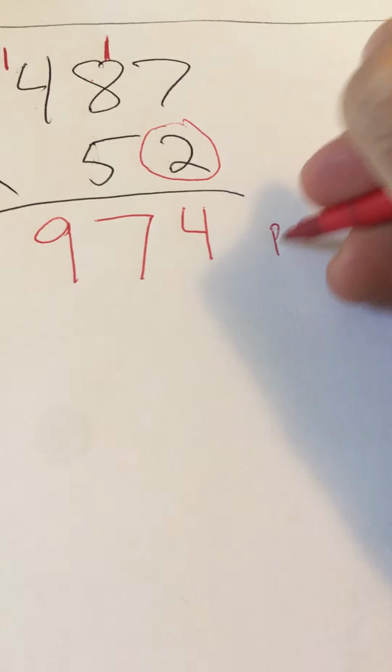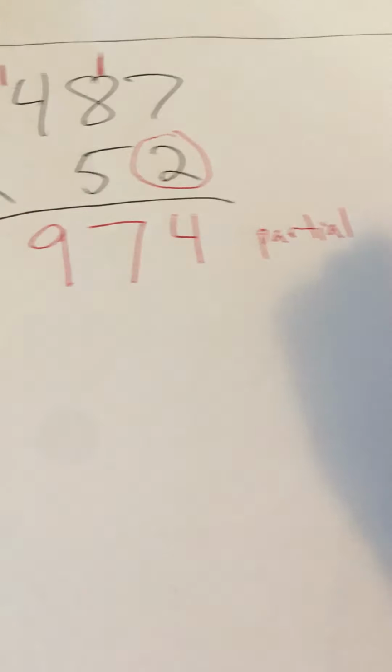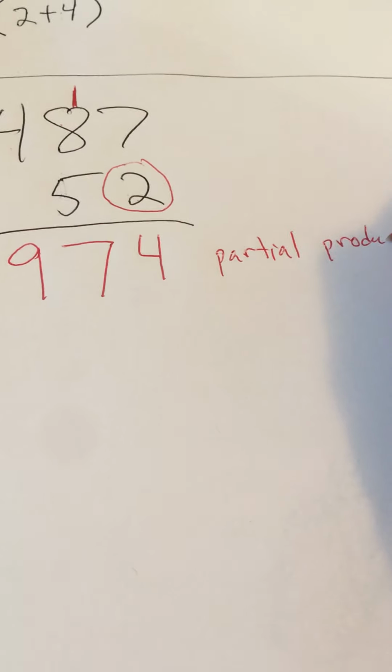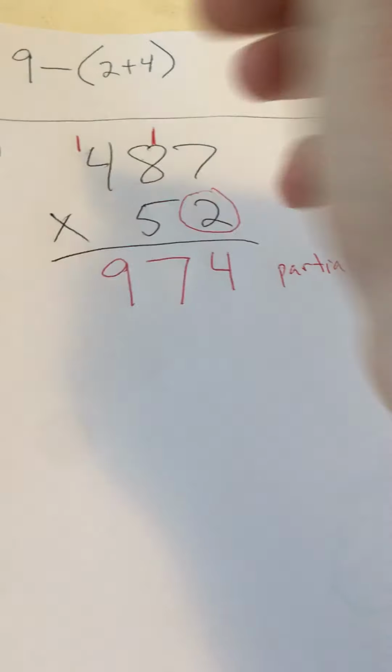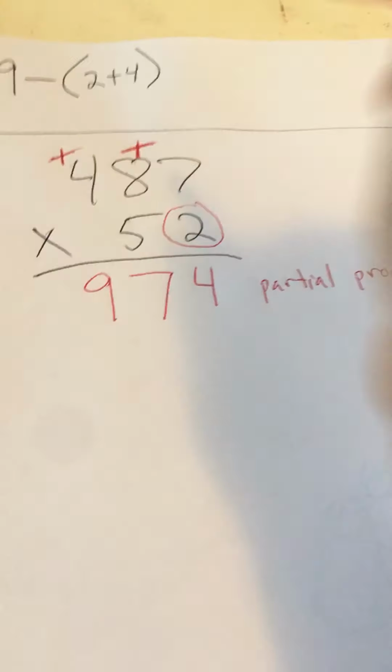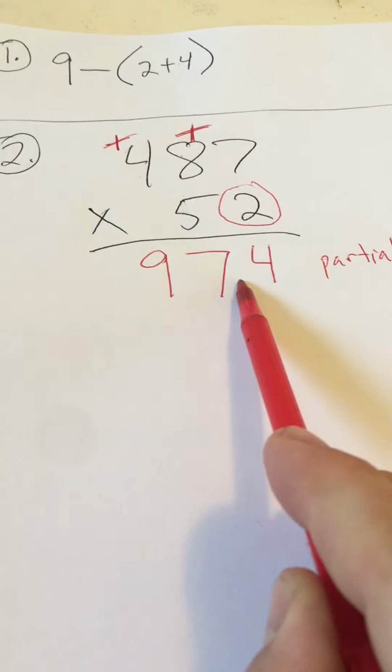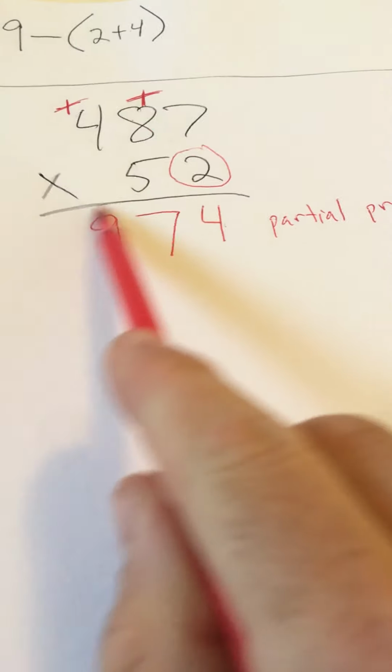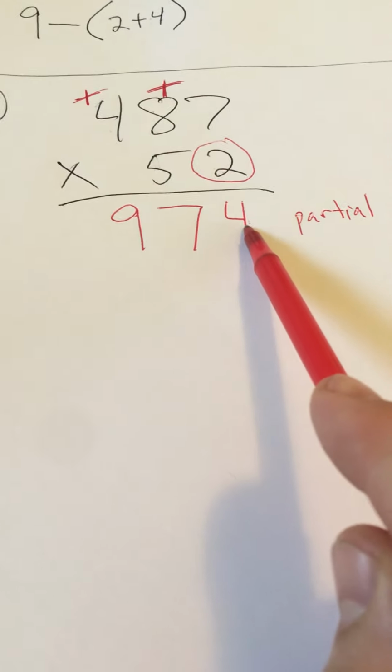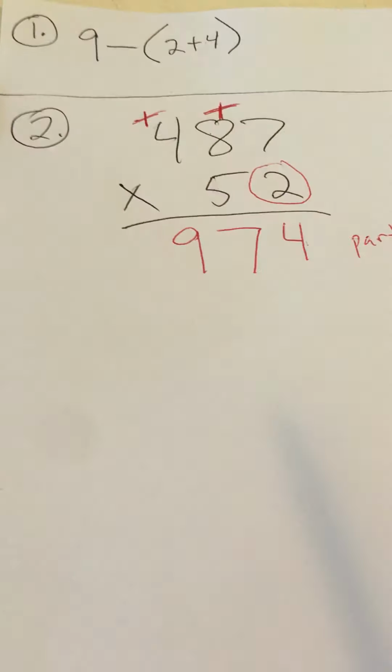So our first partial product, it's part of our answer to this multiplication problem. Our first partial product is 974. So please find your work and make sure that you have 974. If you don't have it for your first partial product, then try to figure out where it was that you made your mistake.